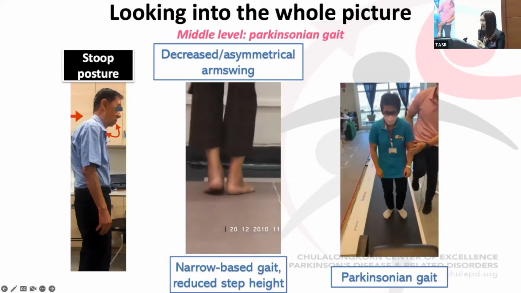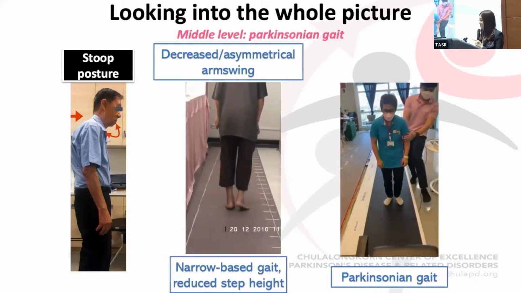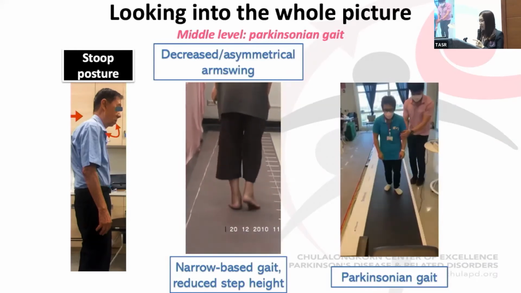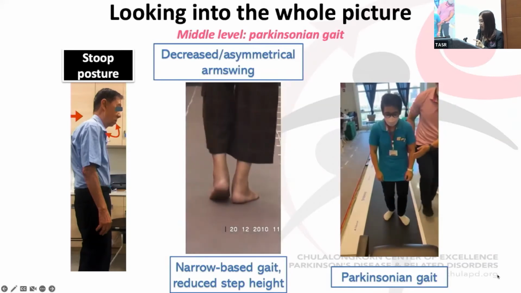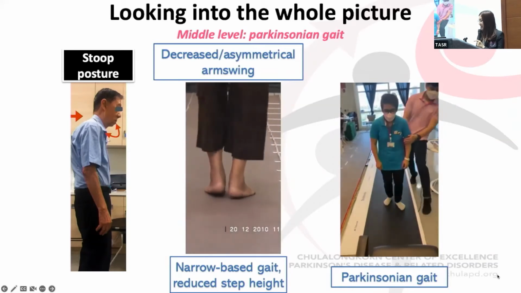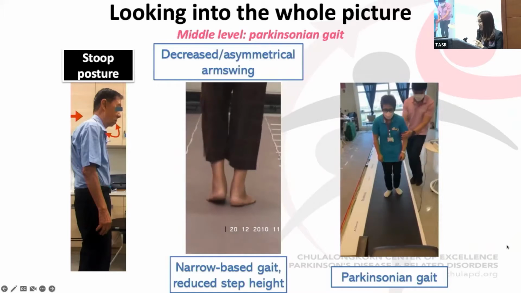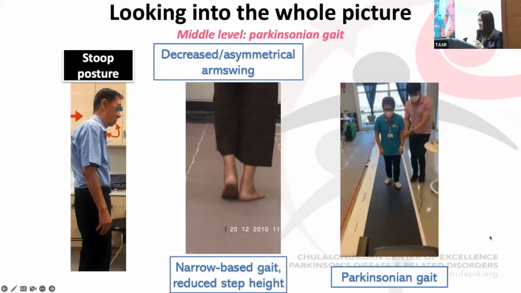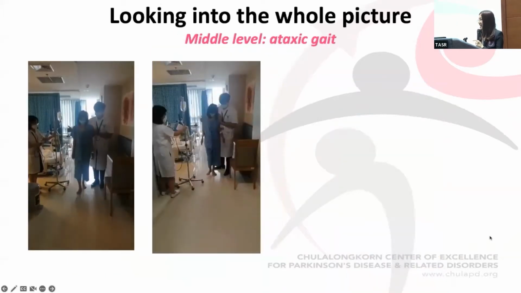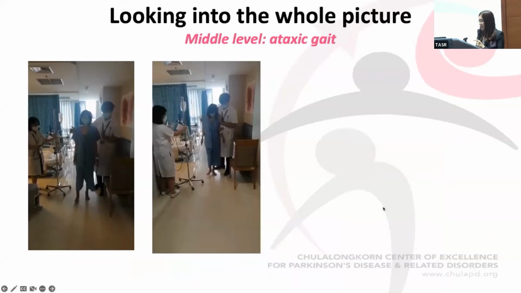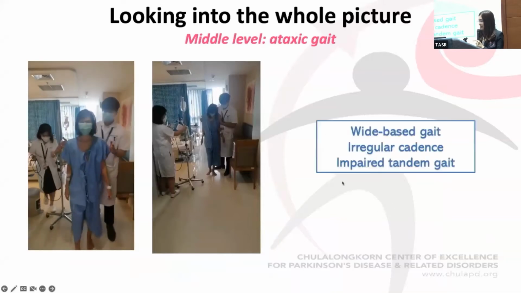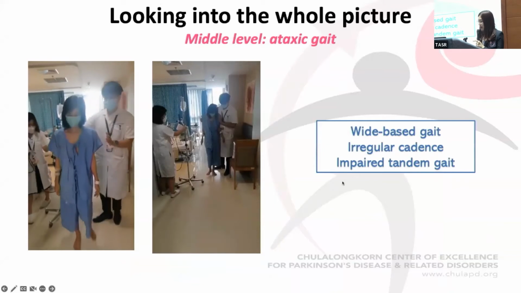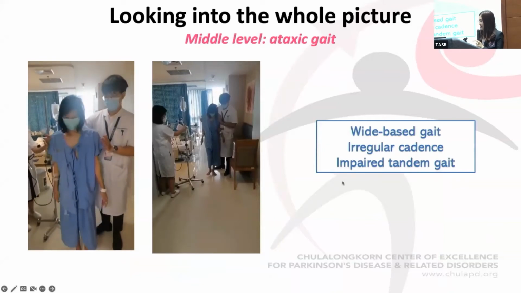You can see that every feature I previously mentioned comes together into the whole picture in this slide. After observation of every feature, you can decide that this patient has Parkinsonian gait. Another example is the ataxic gait. As you see in the videos, patients will have a wide base gait, irregular cadence, and also impaired tandem gait.